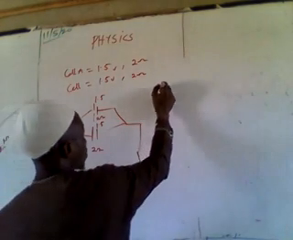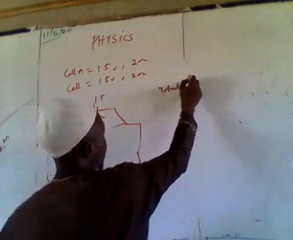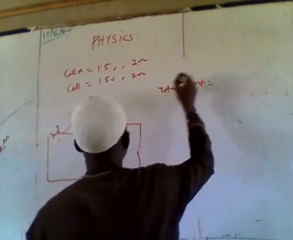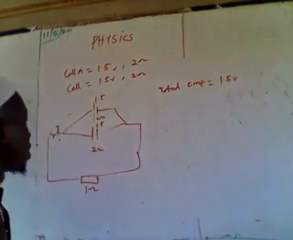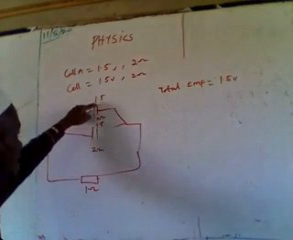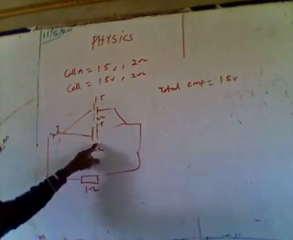So that means that our total EMF equals 1.5 volts. Are you following? Now, likewise, we have internal resistance for this one, and internal resistance for this one.